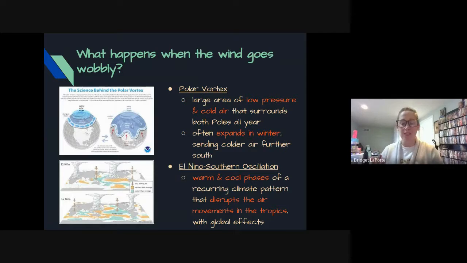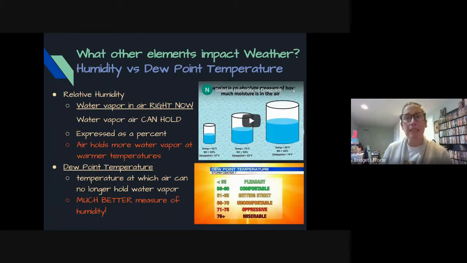And that can move different temperatures to different parts of the world that don't normally experience those. So you see higher increases of hurricanes, or you see lower increases of rainfall or things like that. Last but not least, in terms of our elements that impact weather, is something called humidity and dew point.